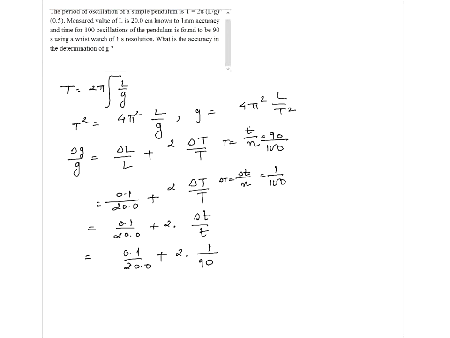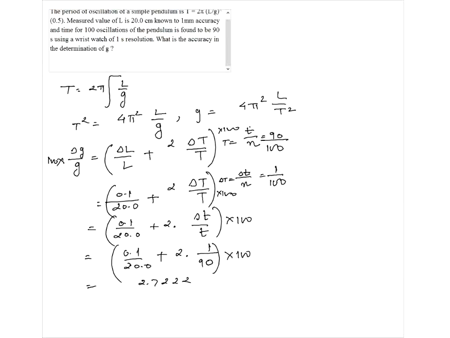In fact, that first answer, 2.72%, that's exactly what it is coming out to be. 2.72. 2.7222. Yes, if you want percentage error, then we should also write into 100.